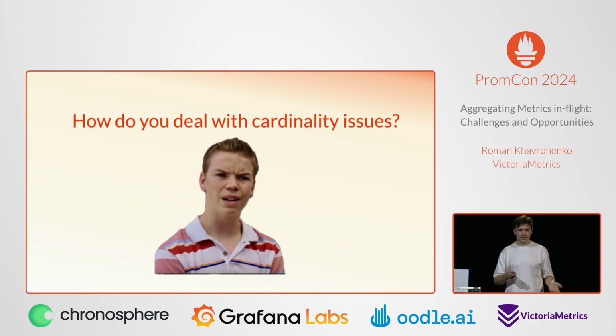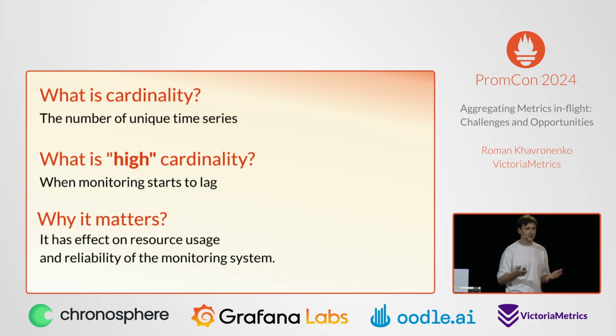So let's start from the basics. What is cardinality? That's basically the number of unique time series that you store in the database. What is high cardinality? It's when your database starts to become slow or even unreliable. Why does high cardinality matter? Because if your database is slow, it is not reliable anymore. You can't have a critical path depending on this monitoring solution. So you either need to do something with the data or pay extra money to add more and more hardware to deal with the high cardinality.